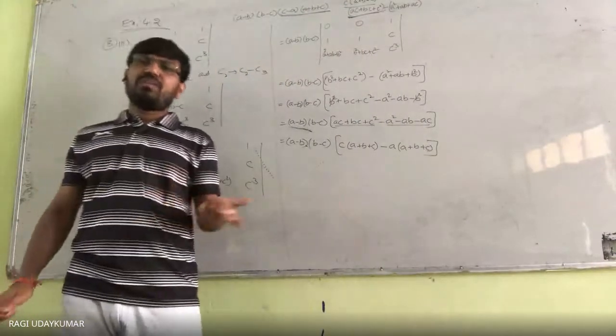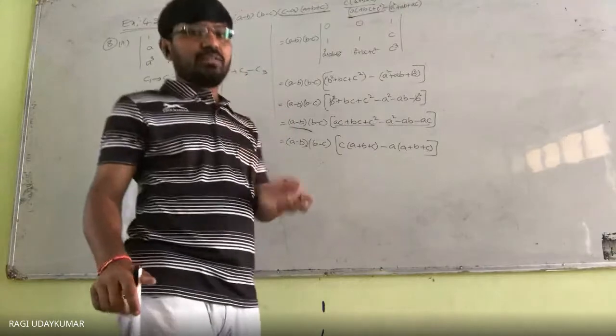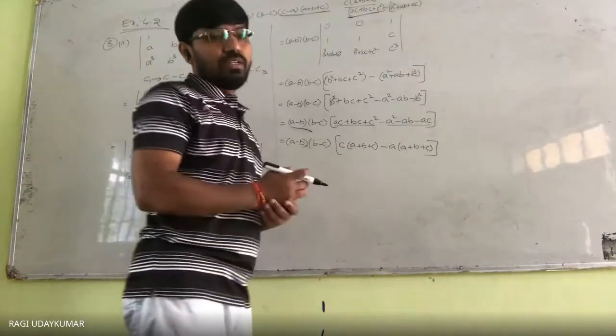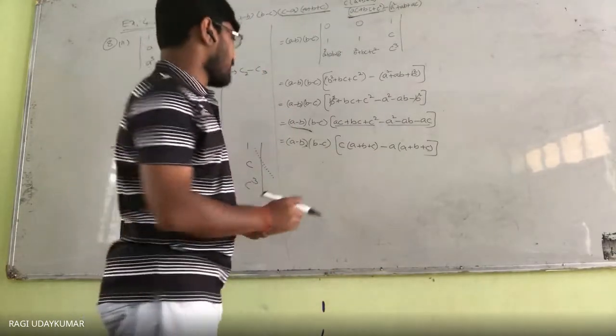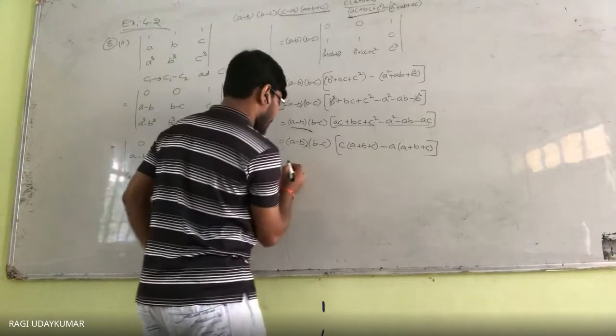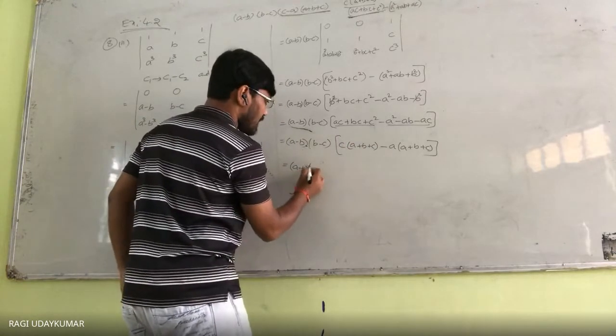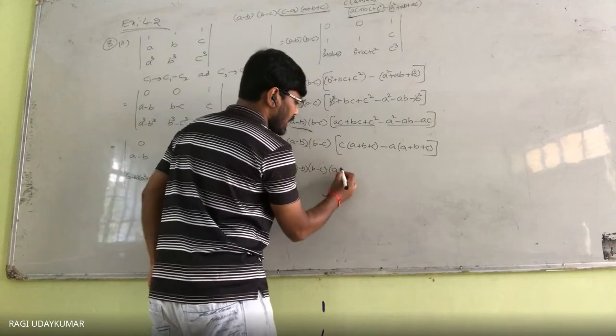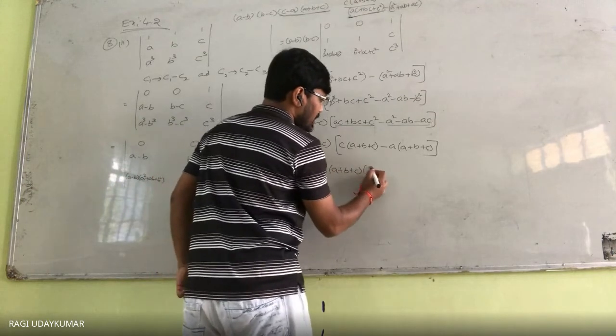There will be multiple ways to do this solution. It doesn't matter, you need not do it only in this way. So what you will write here: (A plus B plus C) can be taken common. (A minus B) into (B minus C) into (A plus B plus C) into, if you take the common, (C minus B). This is the required solution for the given problem.